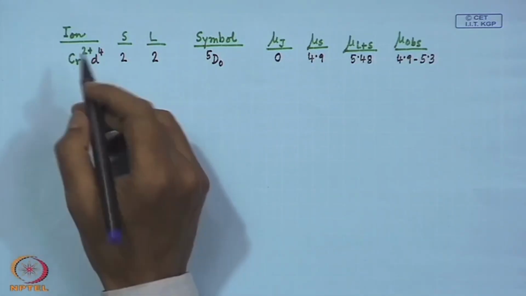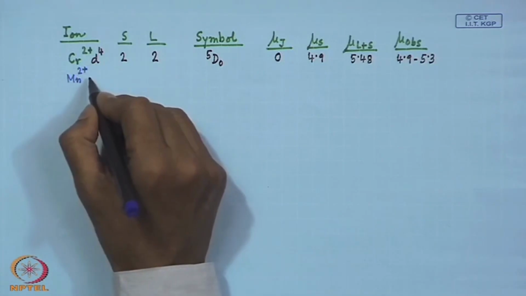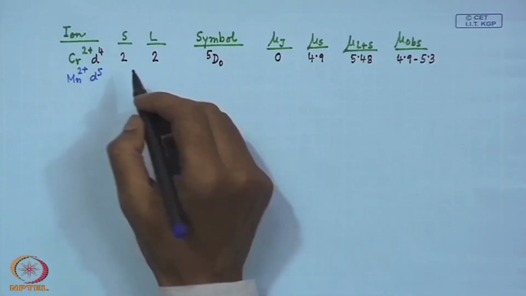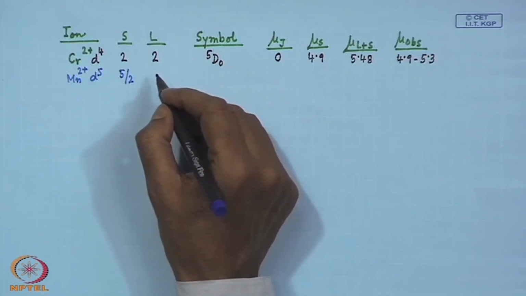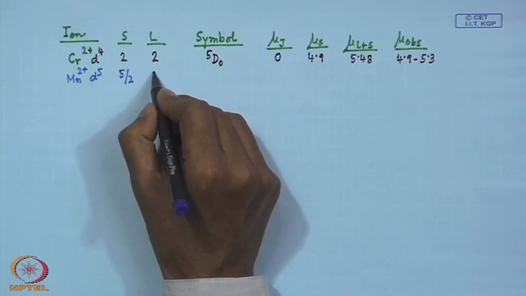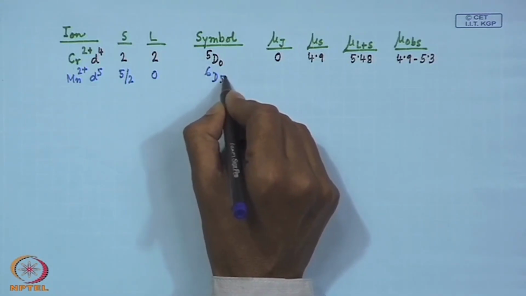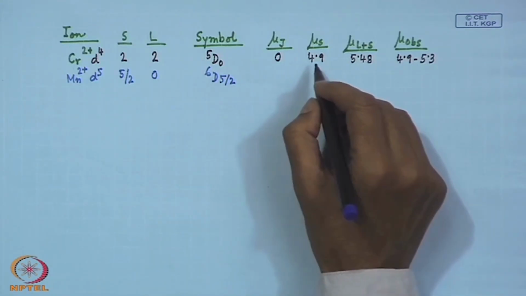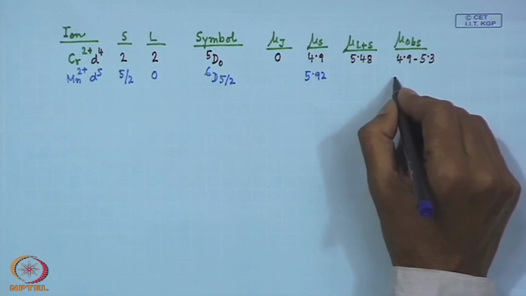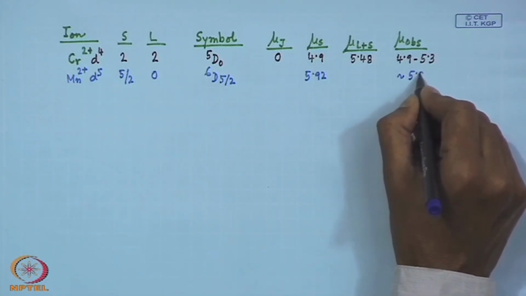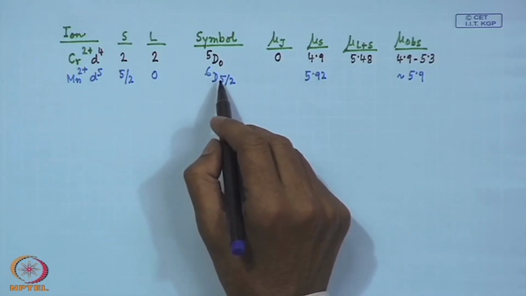Similarly, the next one is manganese 2 plus, which is a D5 system, and we have 5 unpaired electrons. So, S value is 5 by 2 and L value is equal to 0. So, the ground state term is 6S 5 by 2, and the mu spin only value is for 5 unpaired electrons, and the observed values are close to 5.9, and this is also very much useful depending upon the corresponding spectroscopic term.